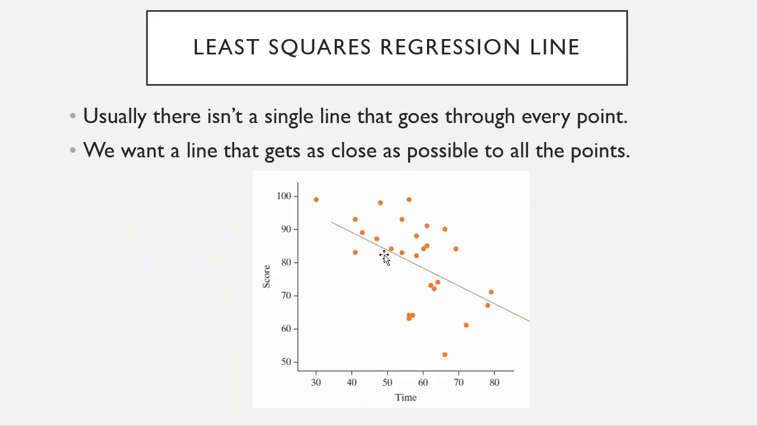And the thing is, with a data set, there's not going to be a single line that goes through every point if it's real data, unless it's a perfect formula or something like that. So we're looking for a line that captures the main idea of a set of points, okay? And then we want to quantify how well that line actually captures the main idea of a set of data.